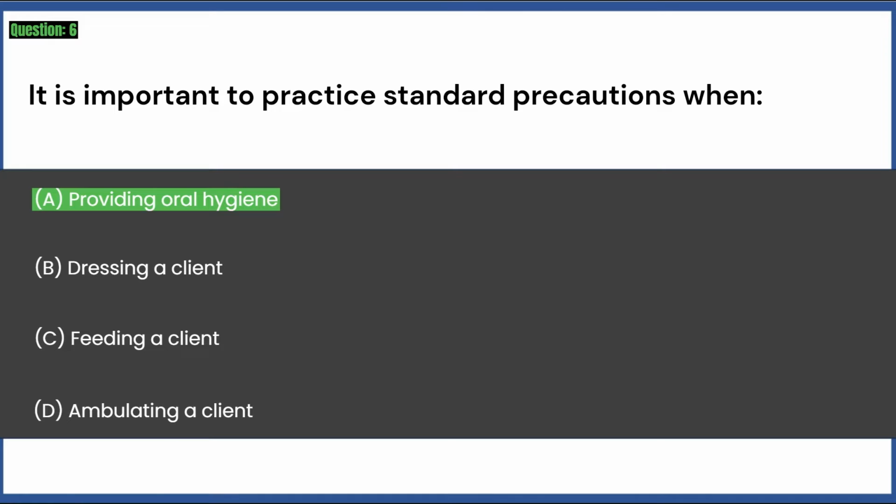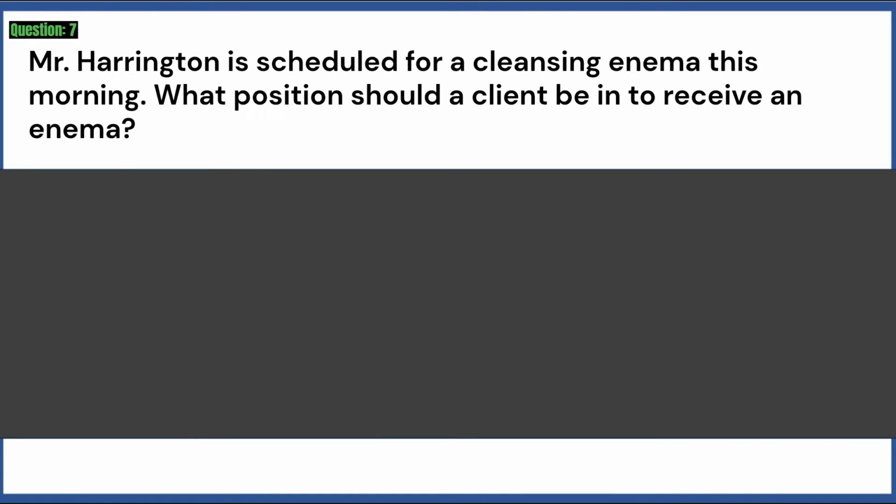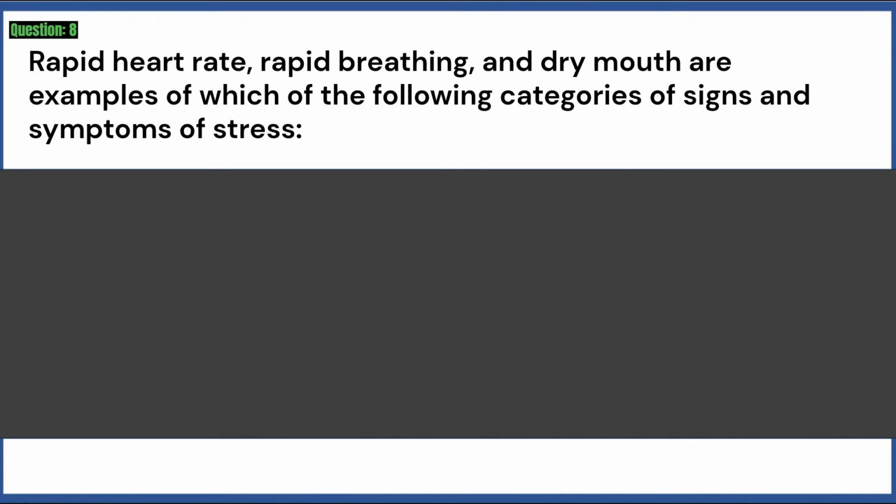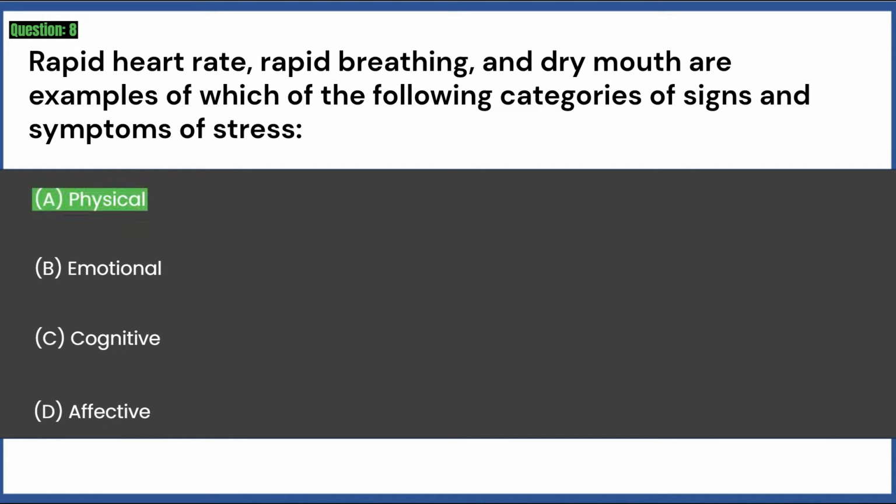Providing oral hygiene. Mr. Harrington is scheduled for a cleansing enema this morning. What position should a client be in to receive an enema? A. Semi-Fowler's. B. Lithotomy. C. Left Sims. D. Prone. Answer: C. Left Sims. Rapid heart rate, rapid breathing, and dry mouth are examples of which of the following categories of signs and symptoms of stress? A. Physical. B. Emotional. C. Cognitive. D. Affective. Answer: A. Physical.